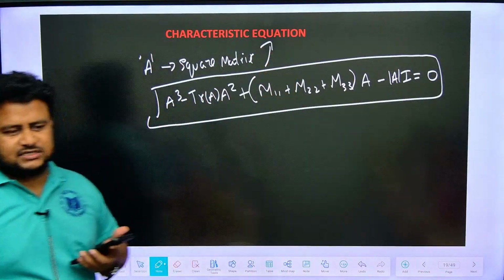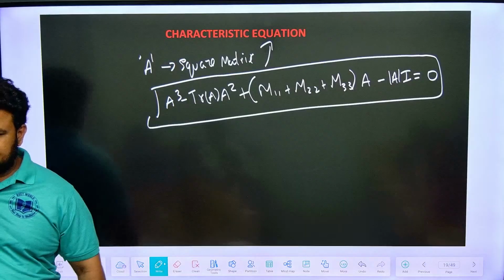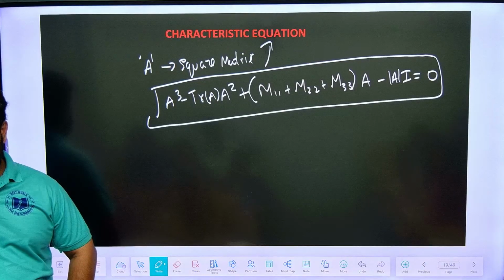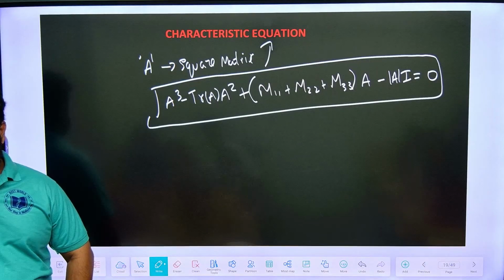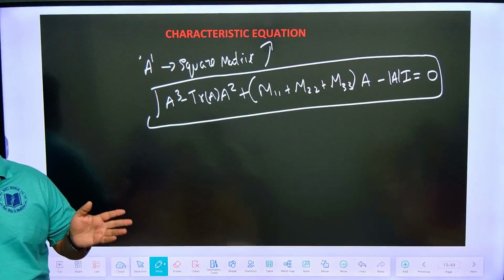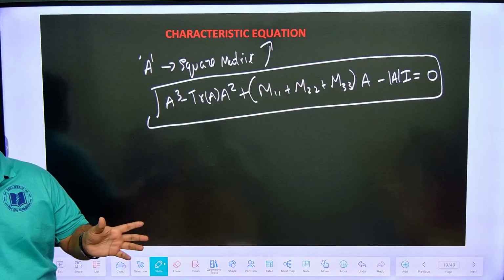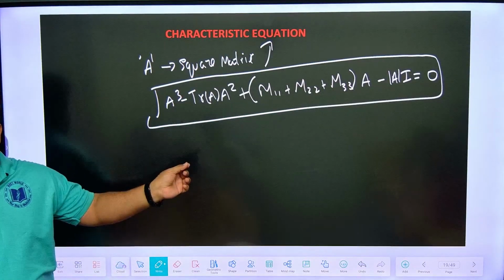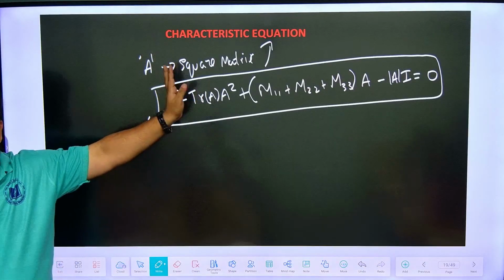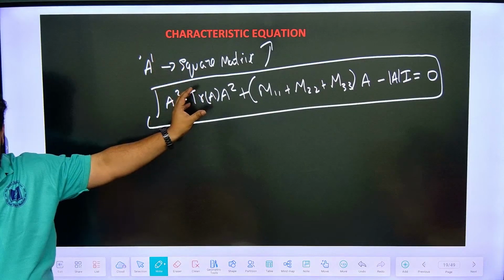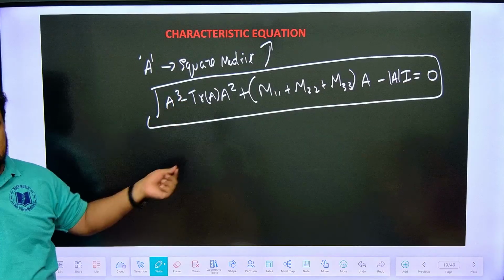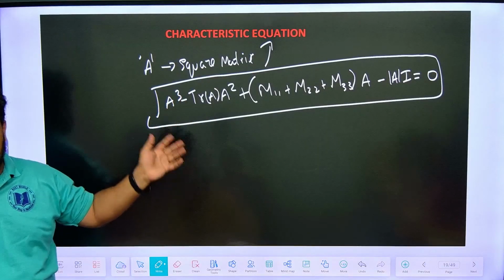A cube minus trace of A into A square. It will start with A cube. A cube minus trace of A into A square plus what is that? Minors. M is the minor of the 1 1 element. M11, M22, M33 are the minors of the diagonal elements 1 1, 2 2, 3 3, multiplied by A, minus det of A into identity matrix is equal to 0. This is the characteristic equation you have to remember, because this will be useful in solving many questions. They will give the characteristic equation, then they will ask you to find alpha, beta, gamma, alpha square, beta square, gamma square. How? I will show you now.